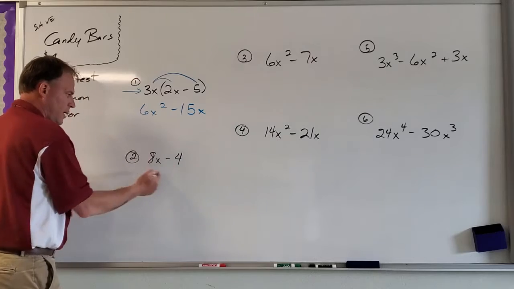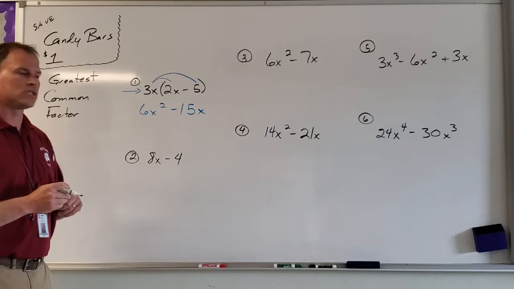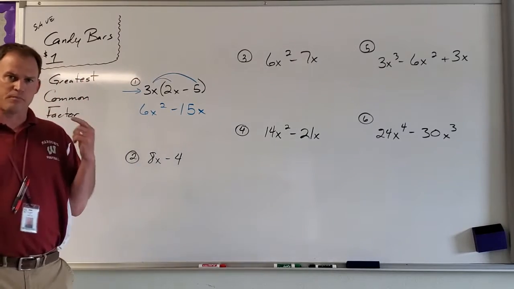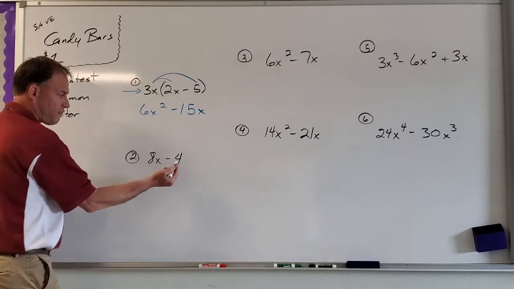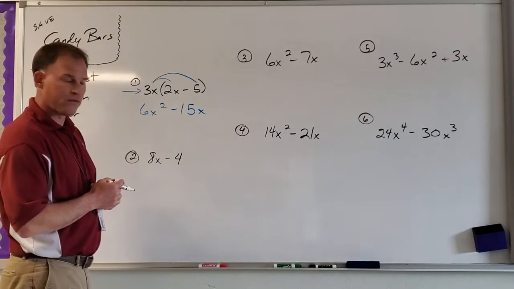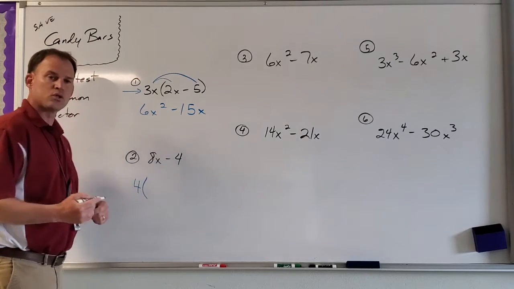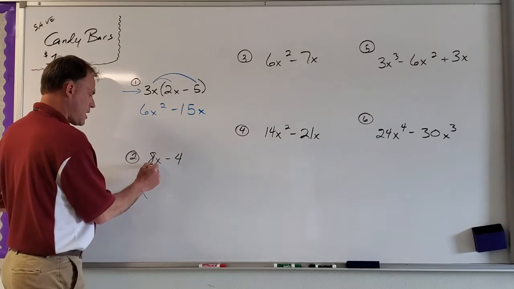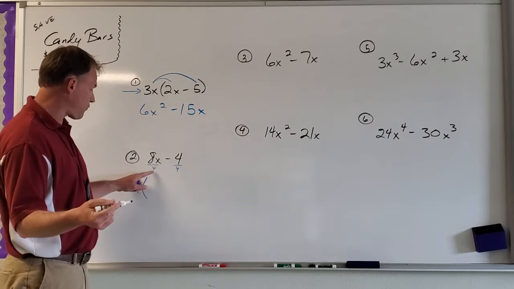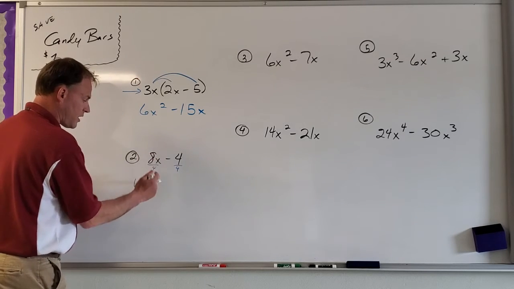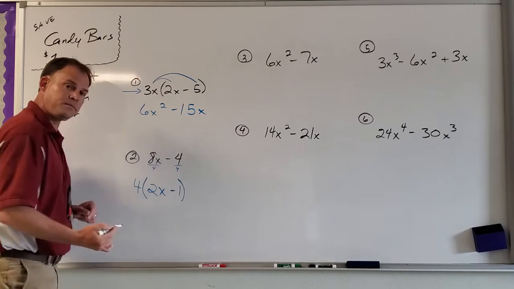All right? So I look right here. First thing I need to do, look at the whole numbers. What's the biggest number, the greatest common factor, the biggest number that goes into my big numbers? So I got an 8 and a 4. The biggest number that goes into both of them is, of course, 4. So I'm going to put the 4 out front. I'm going to divide everything by that number. So 8x divided by 4, 2x. 4 divided by 4, 1.